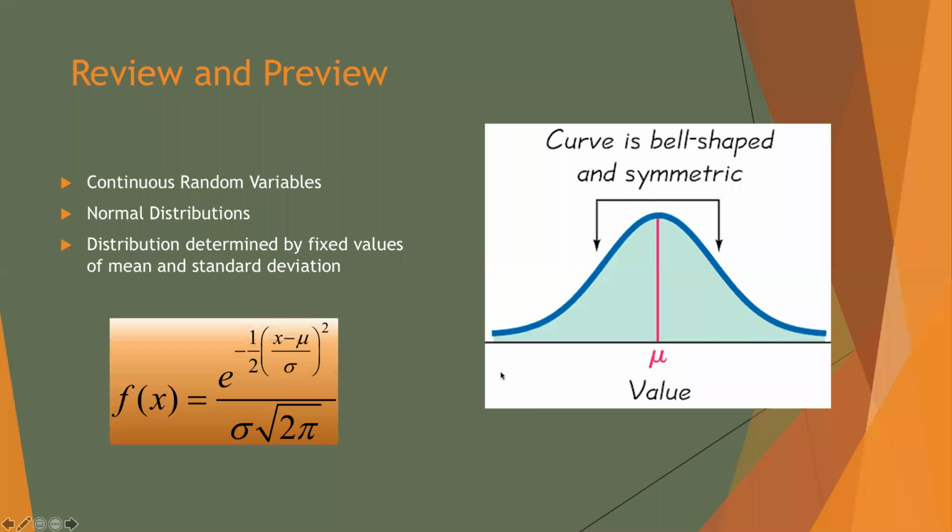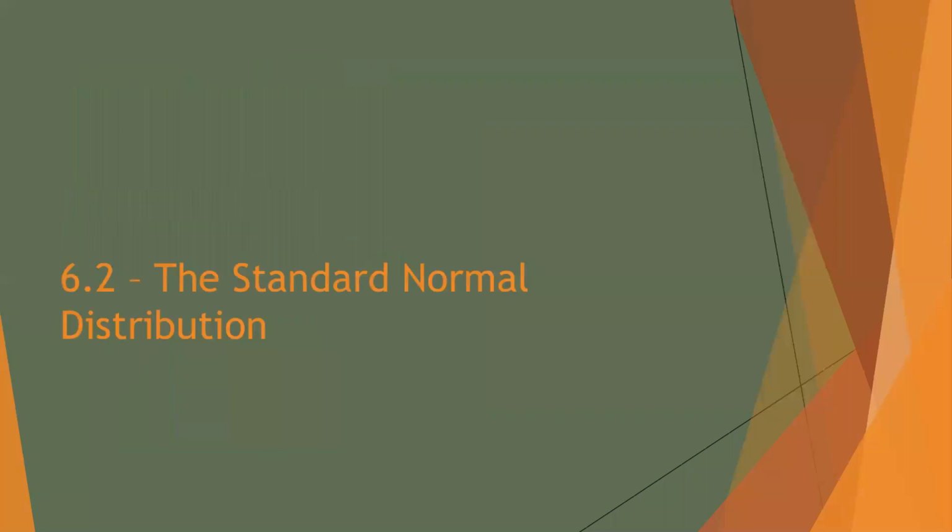A review and preview of kind of what we're doing. We're going to talk about continuous random variables, normal distributions, and distributions determined by fixed values of mean and standard deviation. So, we're going to be looking really exclusively at the normal distributions, and particularly we're going to first look at the standard normal distribution.